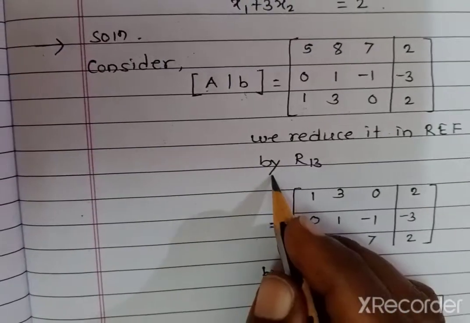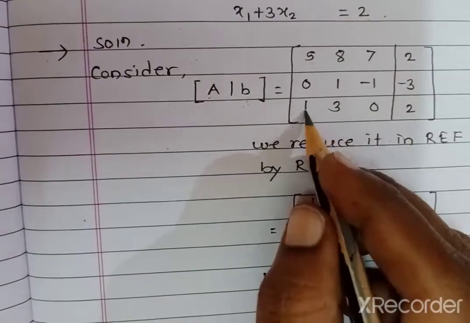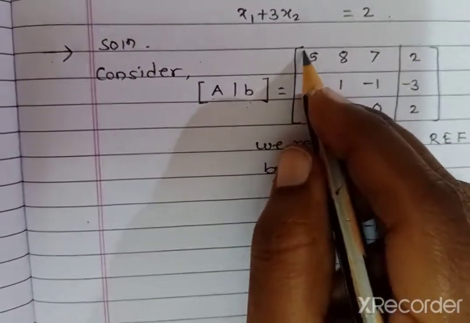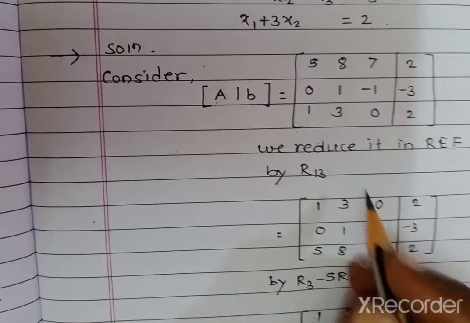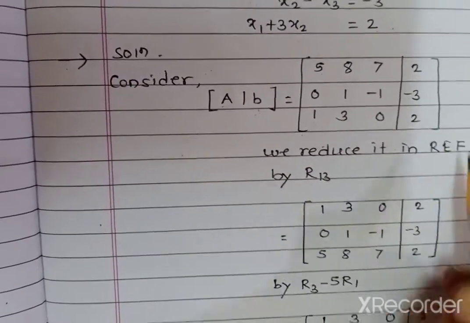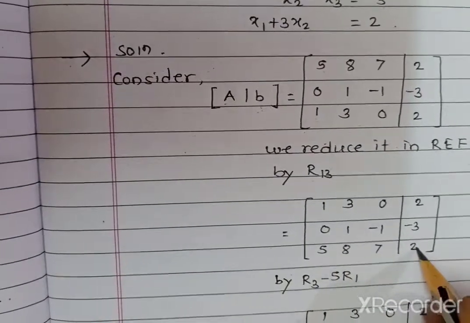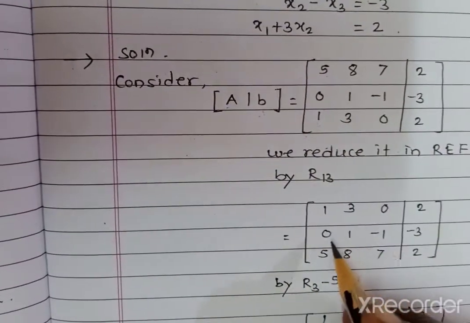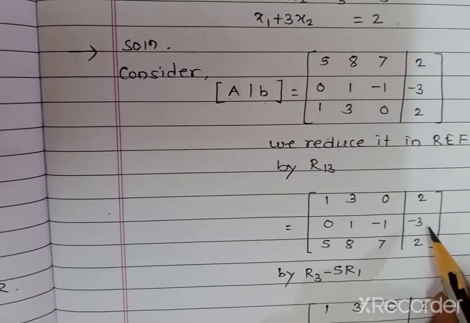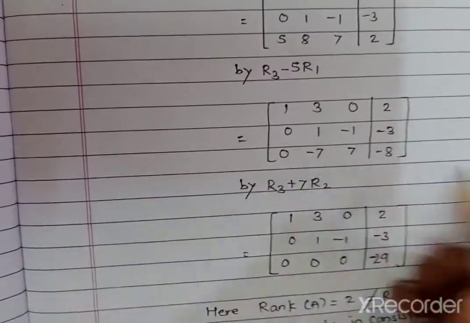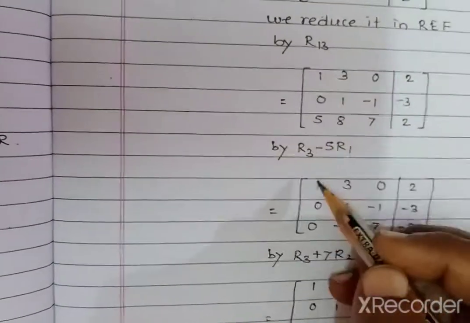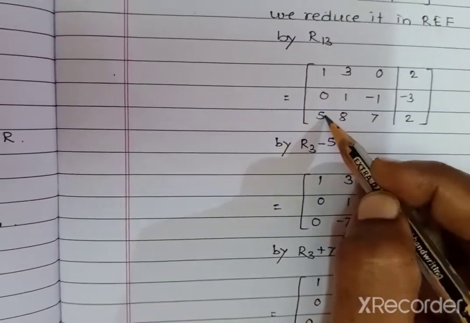So for simplicity, we use the row operation: interchange the first and third rows. We write this row operation as R13. So the third row goes in the first position, 1, 3, 0 with the constant 2 also. The first row we write at the bottom, 5, 8, 7 and 2. The second row we write in its position.